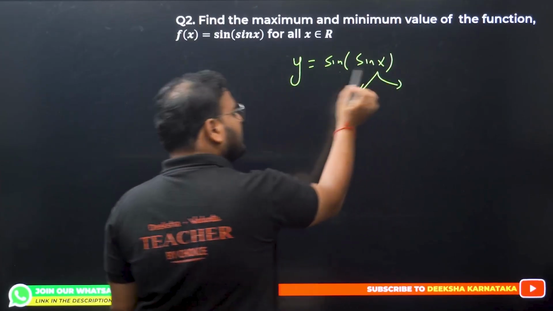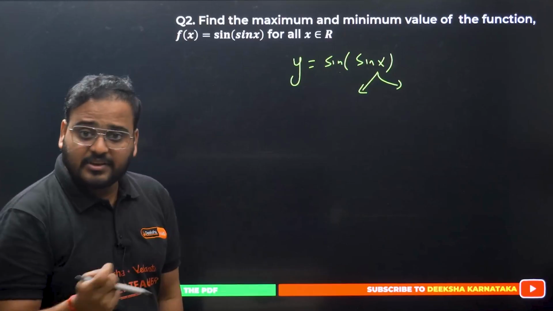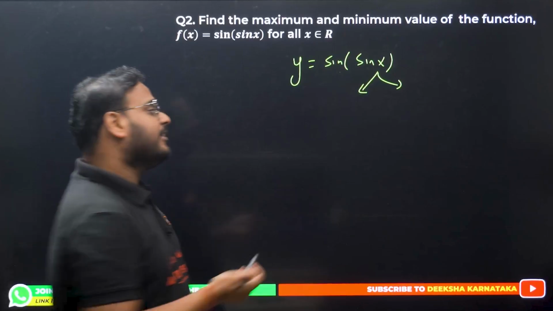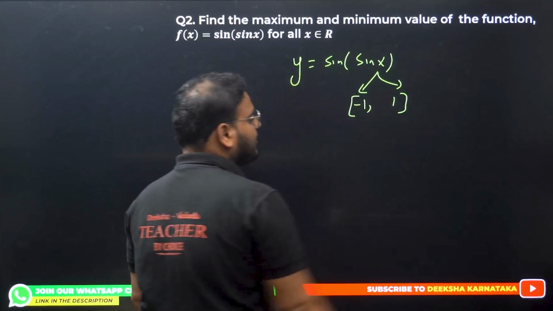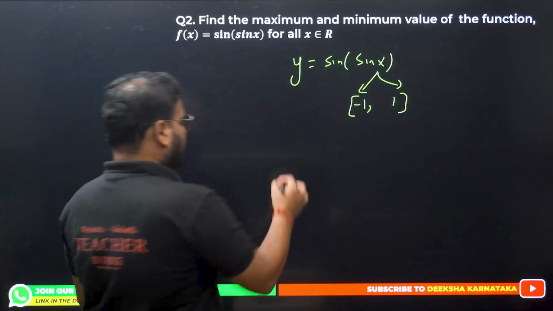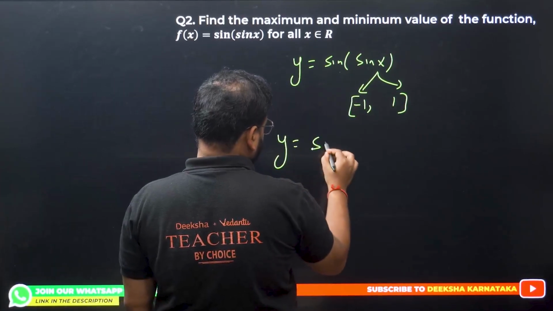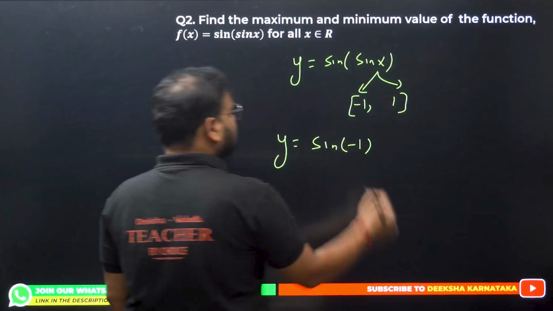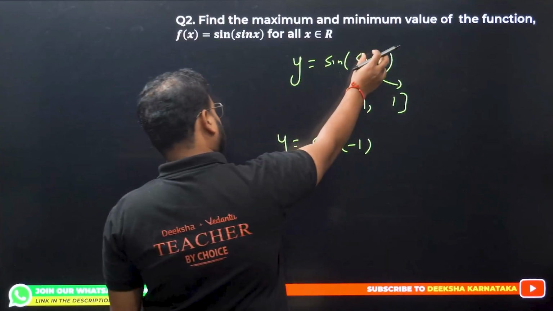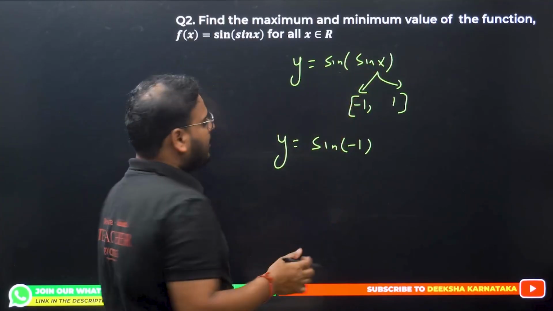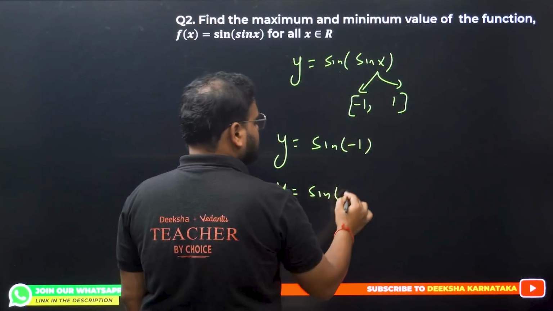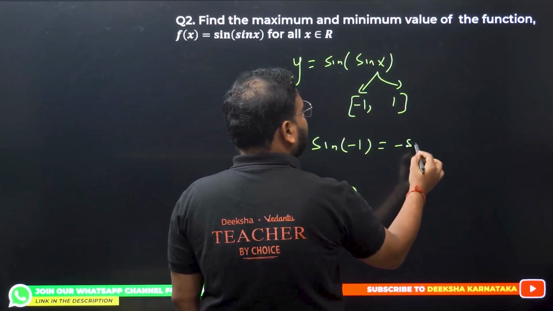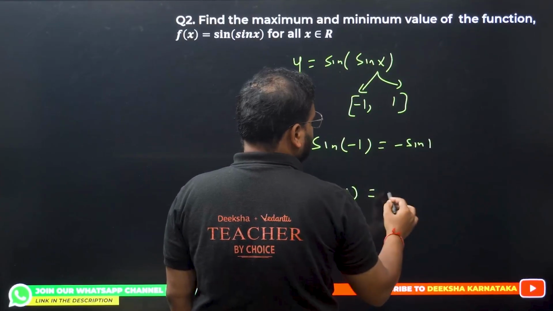We know very clearly that sine x has a range. What is that range? Minus 1 to 1. Minus 1 to 1 is the range of sine x. So in this part, if I put sine x as minus 1, and I can put y equals 1, the extreme values. One extreme is 1. I'm getting this as minus sine 1 and this as sine 1.